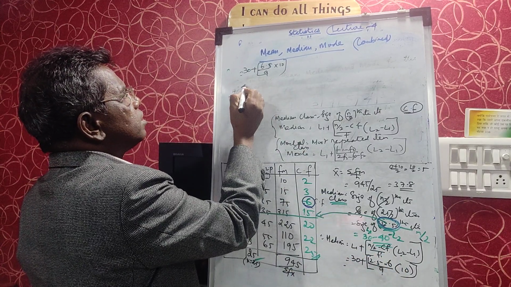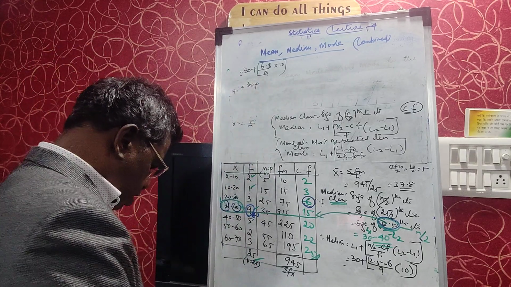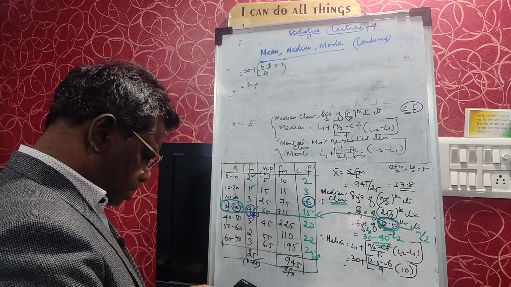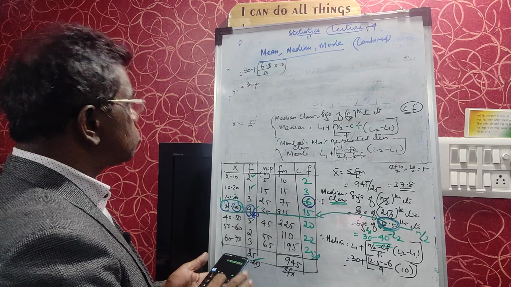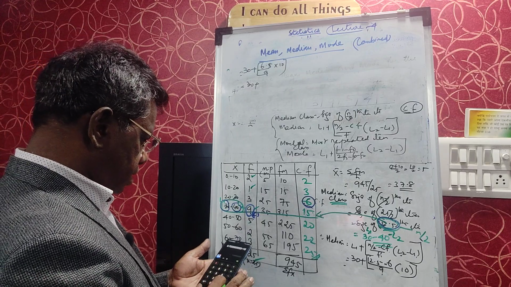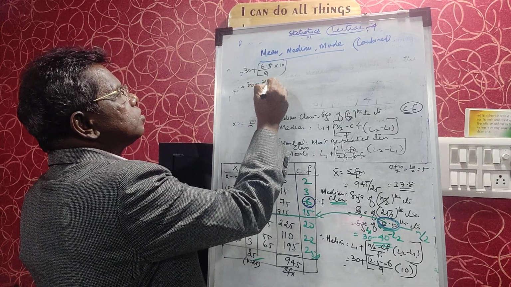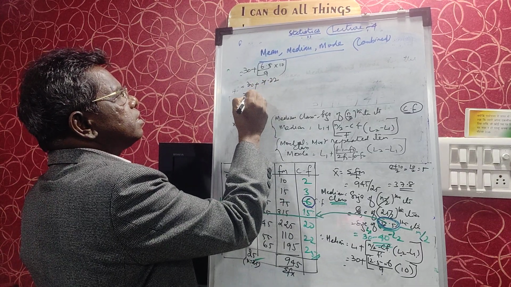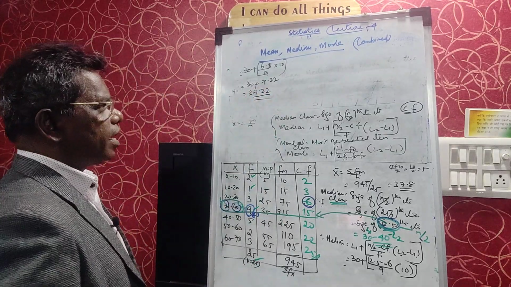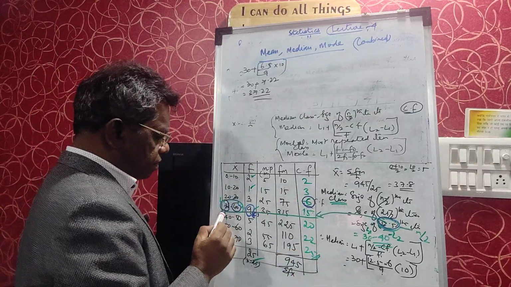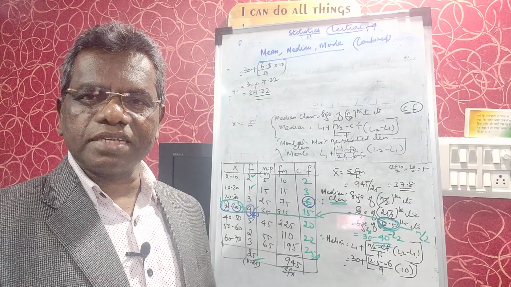That is equal to 30 plus 6.5 divided by 9 into 10, which is 7.22. So the value is 37.22. Can this answer be right? Yes, it can be right, because the median is lying between 30 and 40. So median is done.